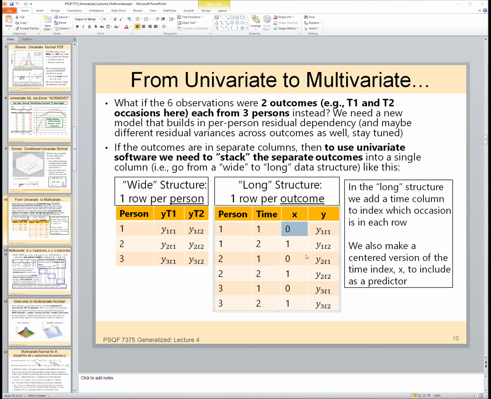Welcome back. Okay. So we have functionally what looks like one outcome, univariate data, and we have an index that tells us which is which, and that's going to be important in trying to figure out how we would predict time 1 outcomes differently than how we would predict time 2 outcomes, because it's still possible to do that, even though they're stuck in the same column, because we have an index as to which is which.